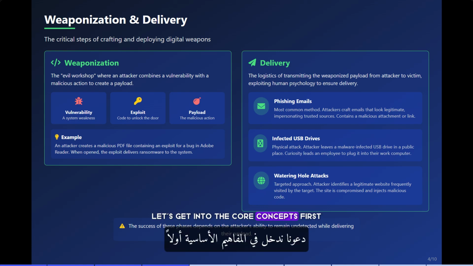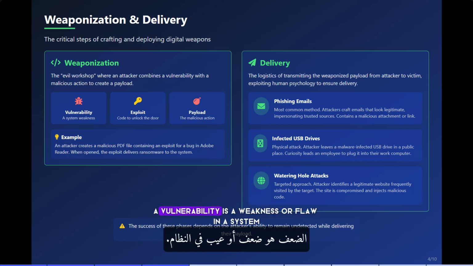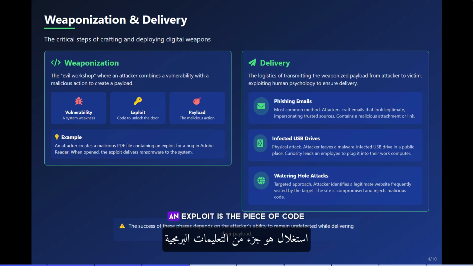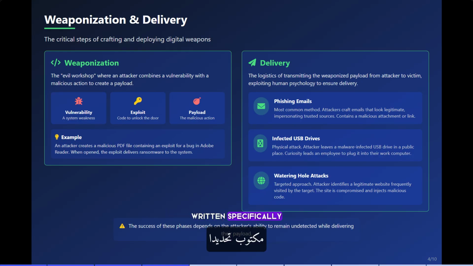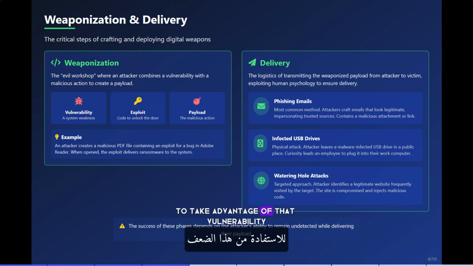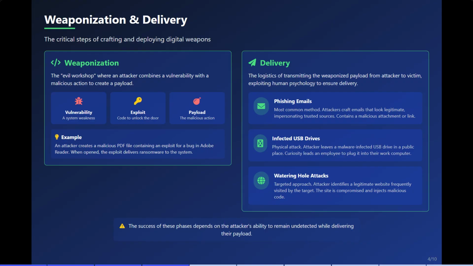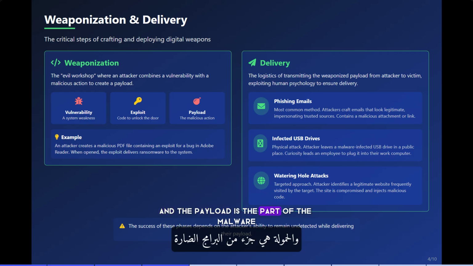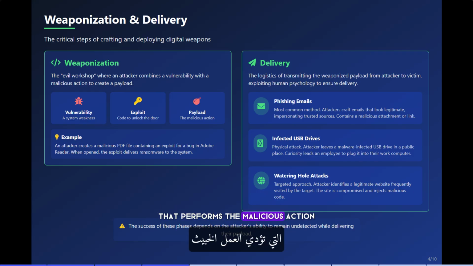Let's get into the core concepts. First, a vulnerability is a weakness or flaw in a system. Think of an outdated version of Windows. An exploit is the piece of code written specifically to take advantage of that vulnerability. It's the key designed for a specific lock. Malware is the malicious software, like ransomware or a keylogger, that the attacker wants to run. And the payload is the part of the malware that performs the malicious action. It's the exploit's cargo.